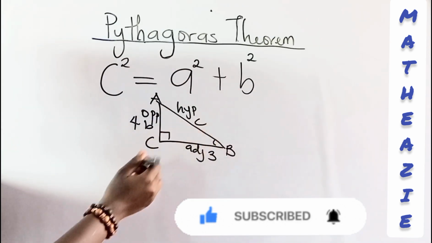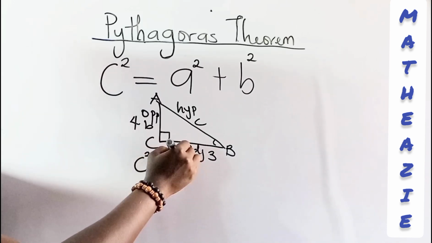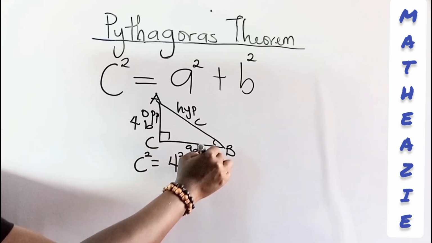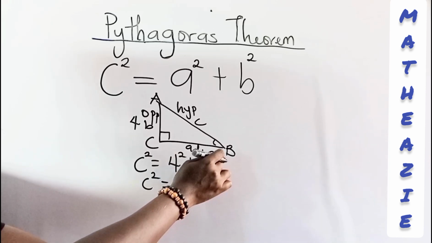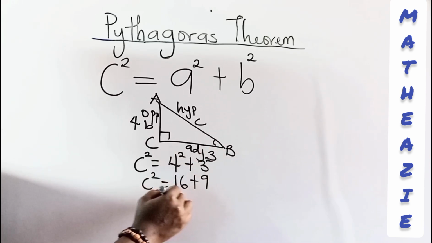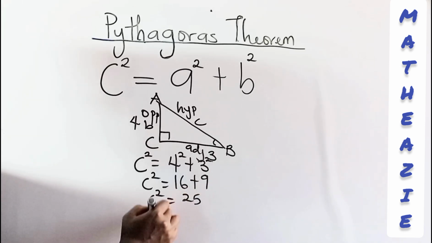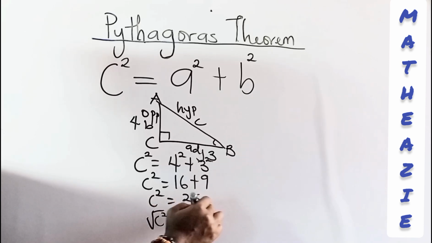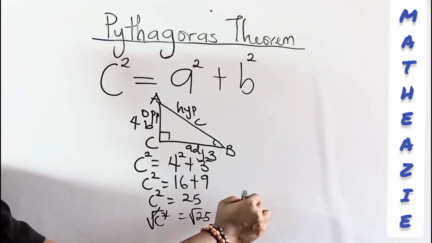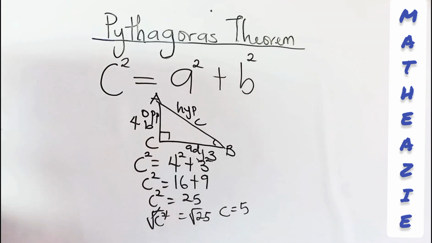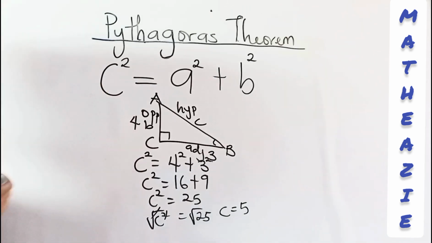So, for instance, to find C in this triangle now, it becomes C squared equals 4 squared plus 3 squared. C squared equals, the square of 4 is 16 and the square of 3 is 9. Therefore, C squared equals 25. Now we find the square root of both sides. C squared equals the square root of 25. The square cancels out the square root and C becomes 5. So now, with this understanding, we are going to solve another example to further explain how to apply this theorem.